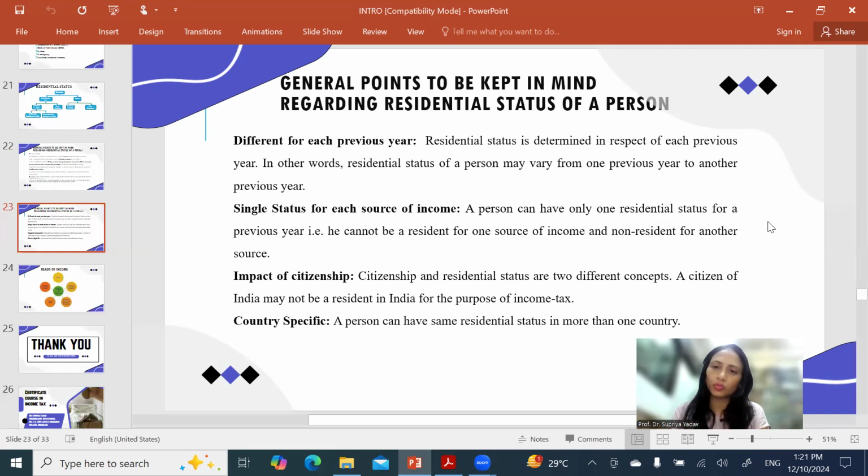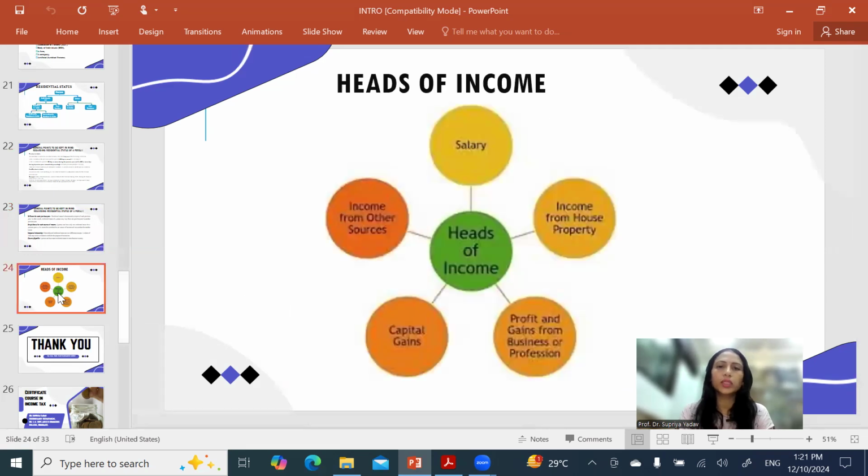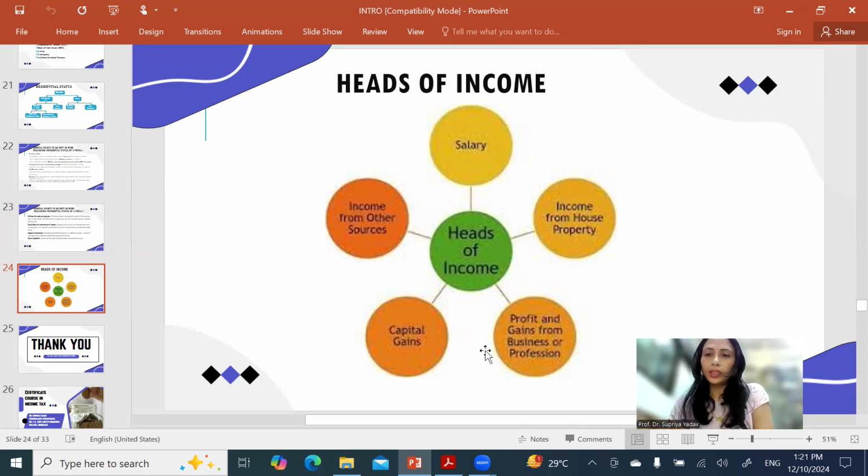So there are 5 sources of income. I will tell you these are the 5 sources of income. Salary, income from house property, profits and gains from business and profession, then capital gains, and next one is income from other sources. These are the 5 heads of income which are charged under the Income Tax Act. Whatever income you earned during the previous year is classified between these 5 heads of income.